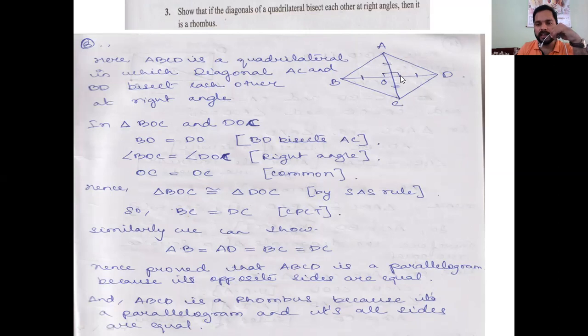So instead of showing several times, we wrote directly. Similarly, we can show AB is equal to AD, which is equal to BC, and which is equal to DC. So now, as the diagonals of the quadrilateral bisect each other at right angle and all the sides are equal, easily we can say that this is a rhombus. Okay.